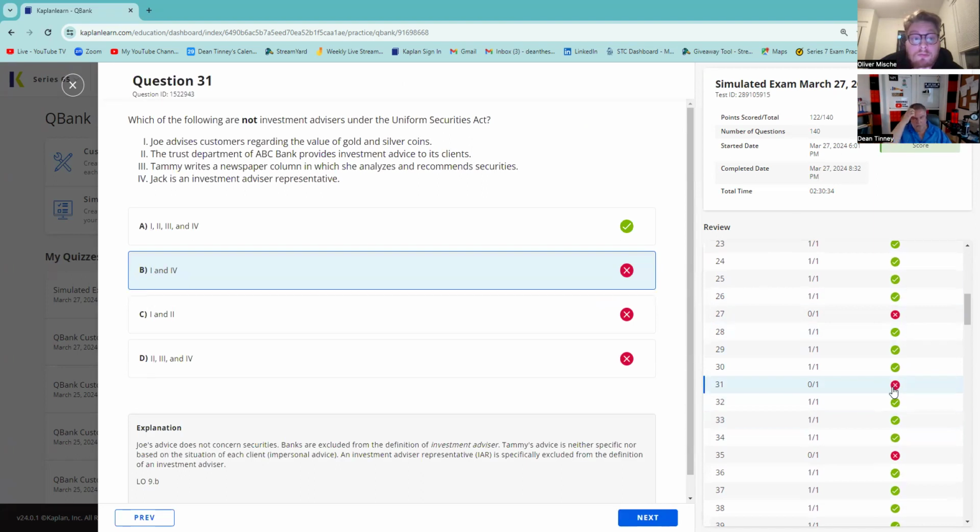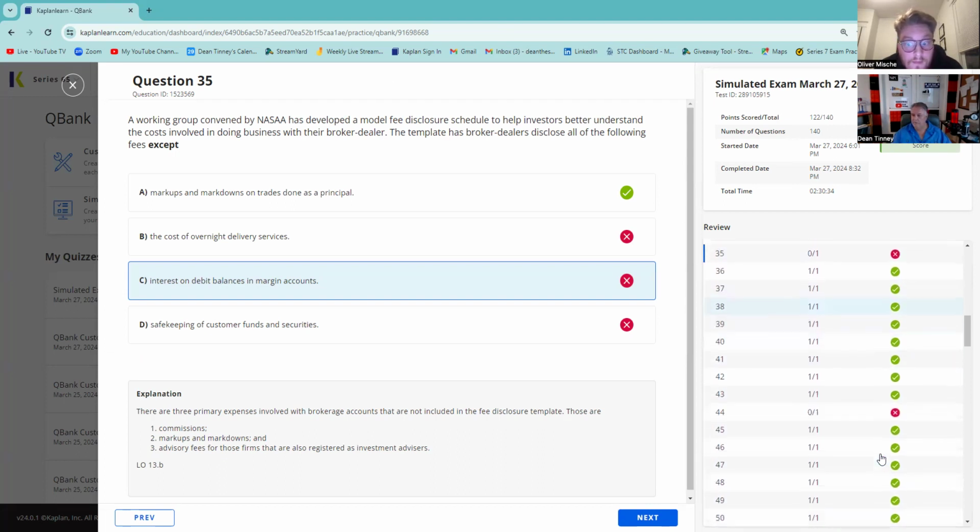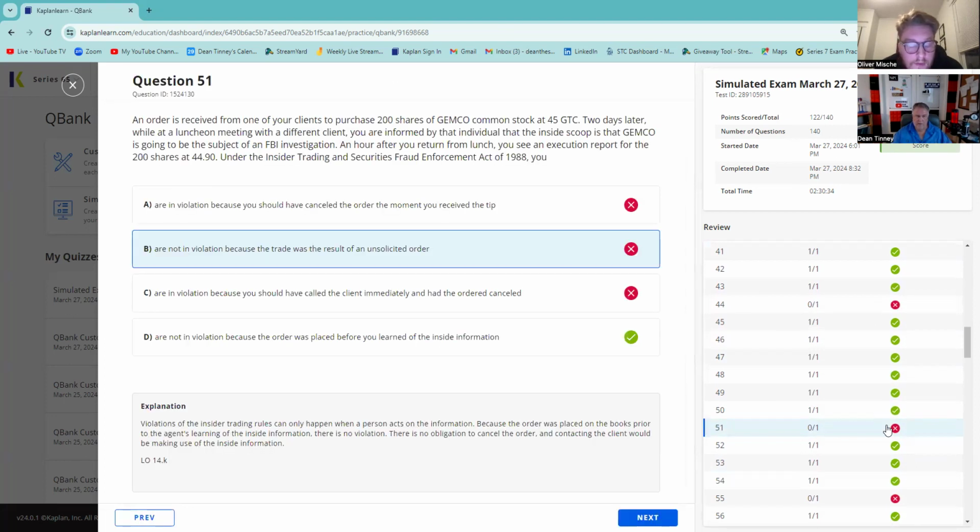This one was 1, 2, 3, 4. Which of the following is not an investment advisor? You said 2 and 3 were not. It should have been all of them are not. You said the debit balance isn't in that template. It is, based on broker call. The test is actually that the disclosure is made on the confirmation, that markup. You said you're not in violation because it was a result of an unsolicited order. And the answer was, yeah, we talked about that one.